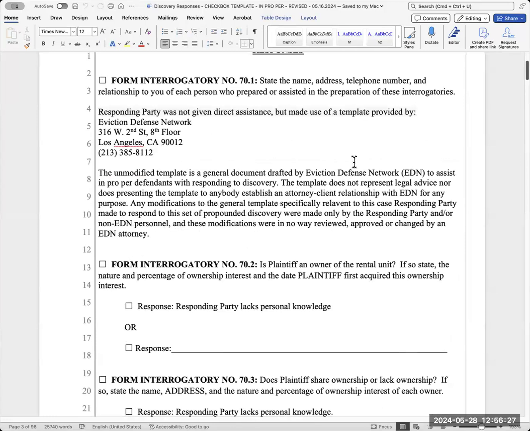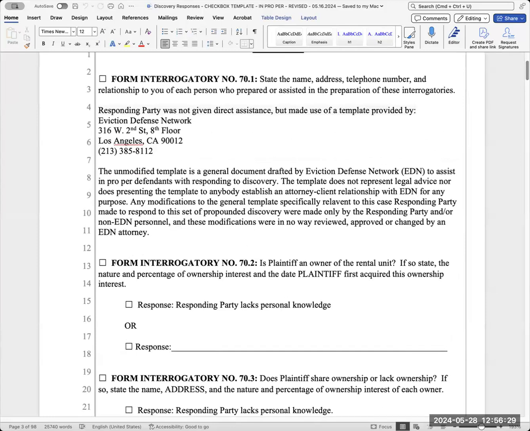The template was written by EDN attorneys. I had no part in the responses. I'm just helping you understand what the individual requests, the interrogatories, are asking you, and EDN has created a template with suggested responses. Okay, so the first one is easy. You can just leave this in here if nobody offered you direct assistance. If someone did look at your case and help you craft answers, then you should change this and put those names in.